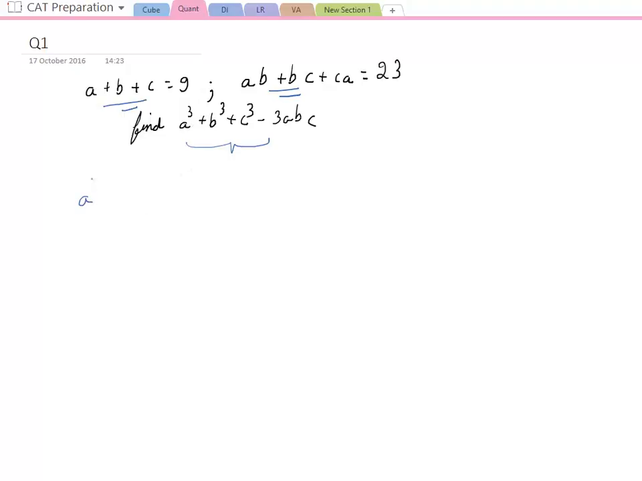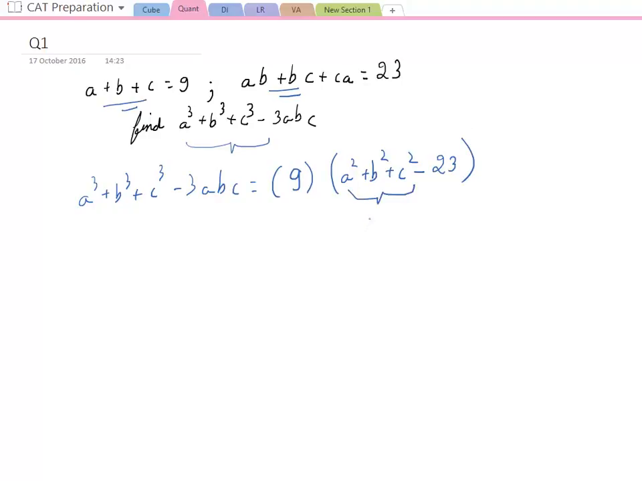So what we need to calculate is a cube plus b cube plus c cube minus 3abc. And we know that this is equal to a plus b plus c, which is 9 in the given question, into a square plus b square plus c square, which we do not know, minus ab plus bc plus ca, which is 23 in this question. So if we are able to calculate the expression a square plus b square plus c square, we should be able to solve this. But how do we get a square plus b square plus c square?